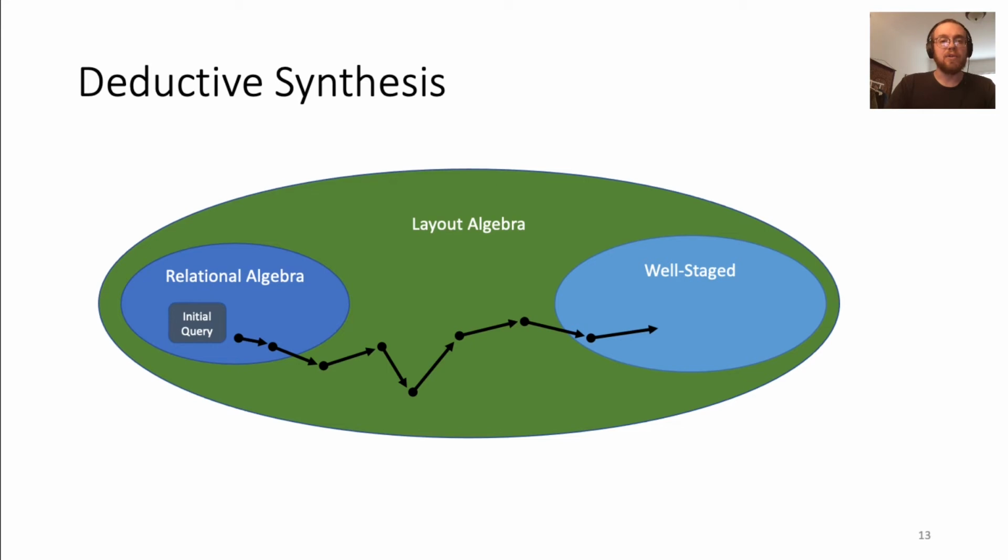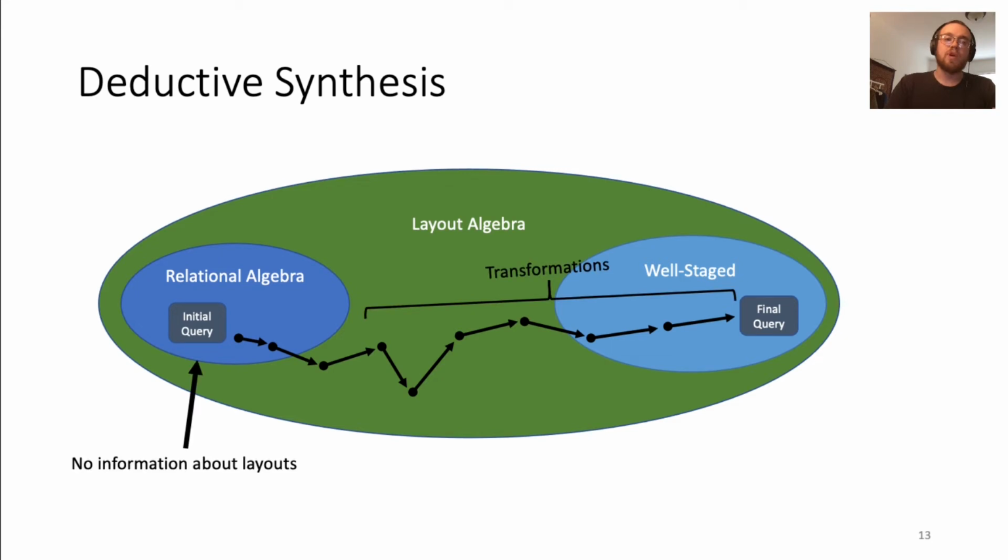can be compiled. The way to think about this is that we're taking a query and transforming it incrementally in a way that does not change its relational semantics, but does change its runtime and its layout semantics. So we're going to start in a position where we have no information about the layout of the data in the query, and we're going to end in a position where we have full information about the layout of the data that the query uses.